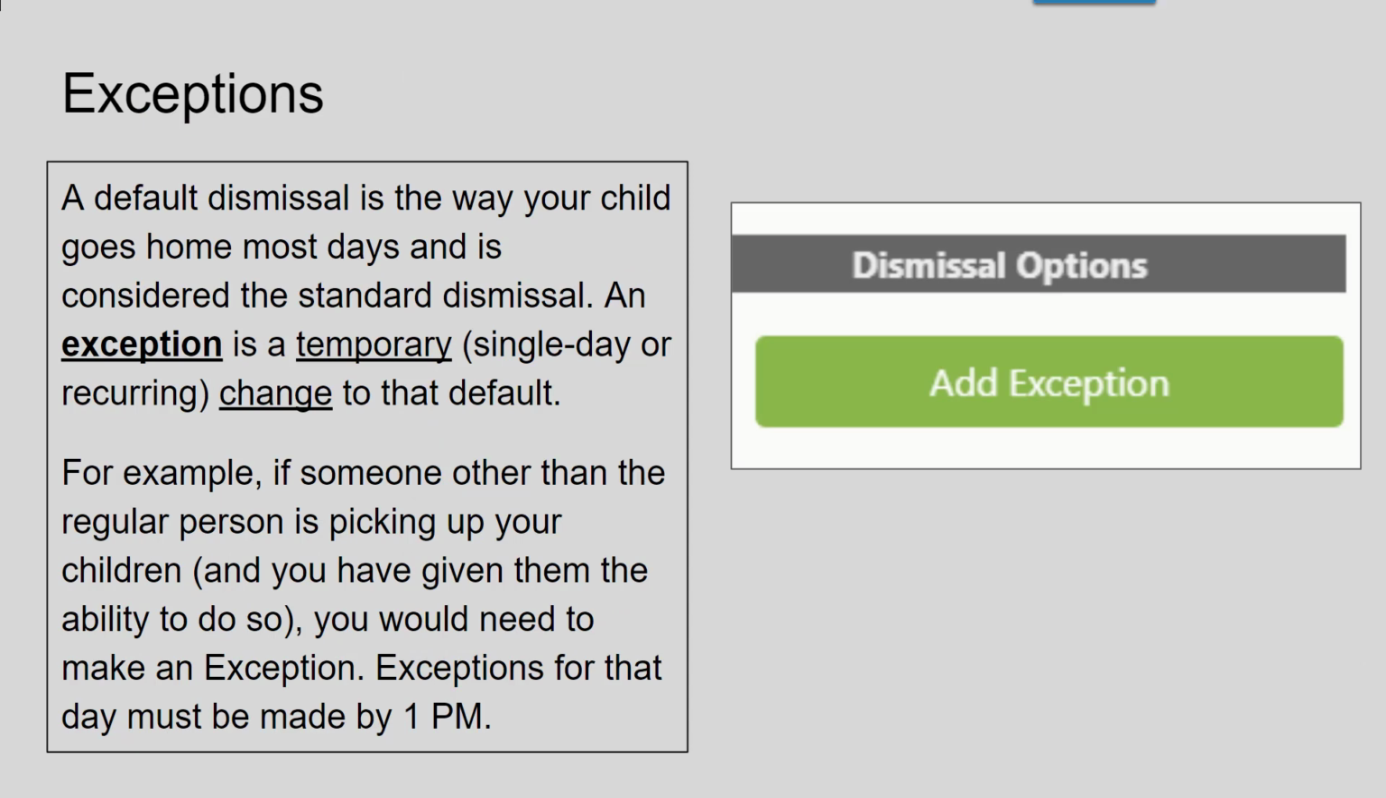Remember, the default dismissal is the way your child goes home most days and is considered the standard dismissal. An exception is a temporary, either single day or recurring, change to that default. For example, if someone other than the regular person is picking up your children and you've given them the ability to do so, you would need to make an exception. Exceptions for that day must be made by 1 p.m.